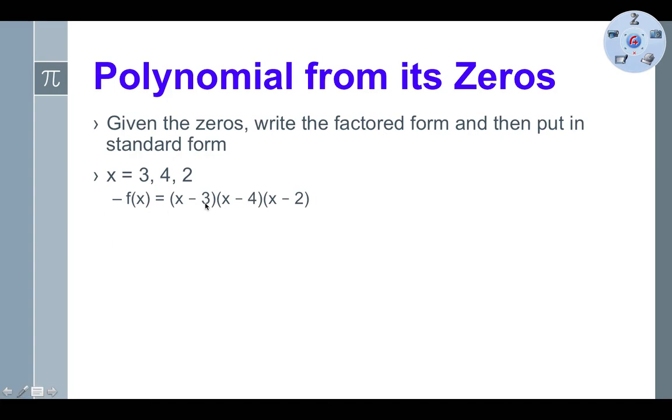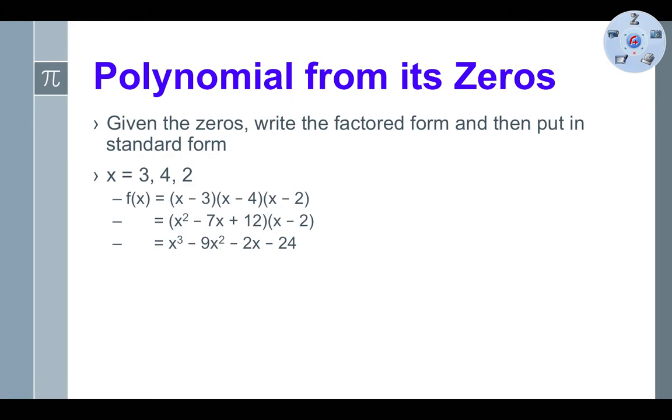Thusly, we can say x minus 3, which gets me a 0 of 3. We can say x minus 4, which is a 0 of 4, and x minus 2 from the 0 of 2. And then, as we did in the previous lesson, we can say, oh, let's multiply these together. So if I multiply the first two, x minus 3 and x minus 4, I get x squared minus 7x plus 12. And then I'm going to distribute the x and the minus 2, and I get x cubed minus 9x squared minus 2x minus 24.